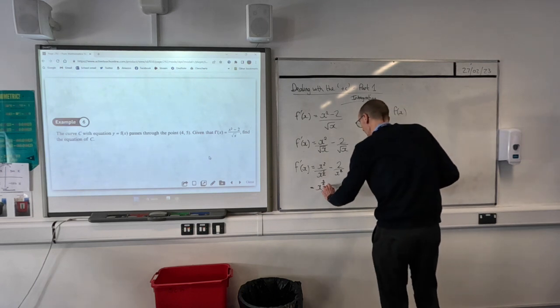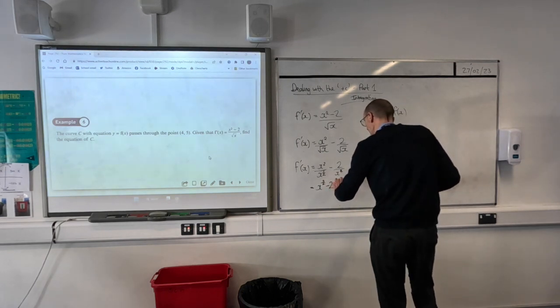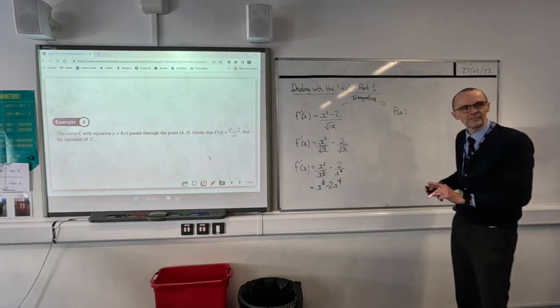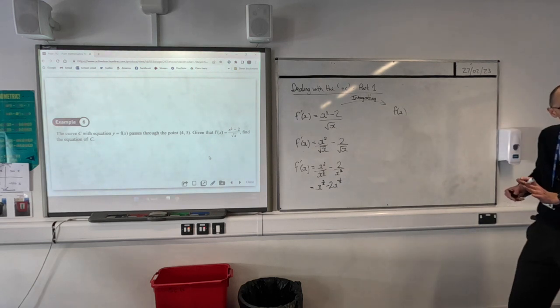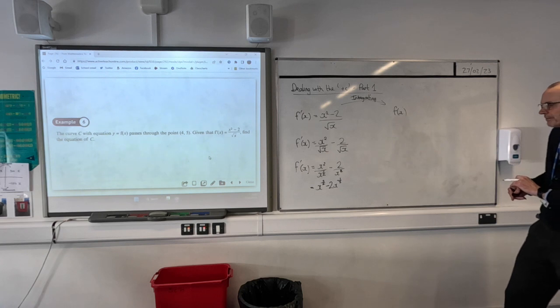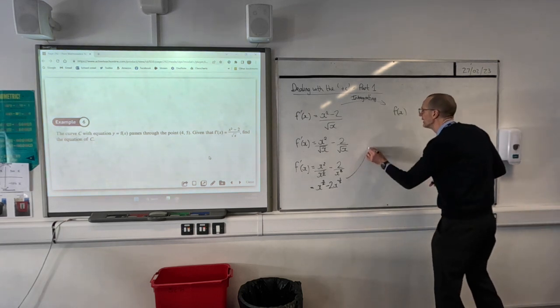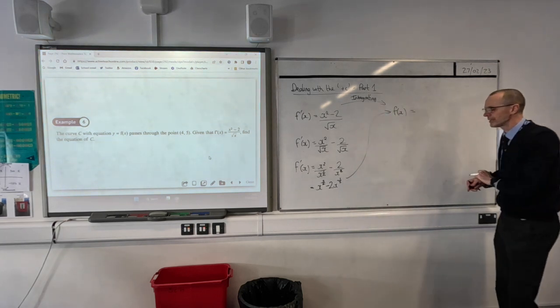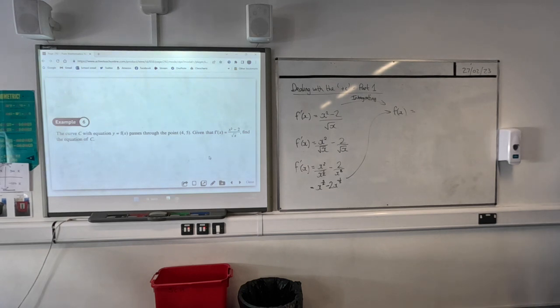So it's minus 2x to the minus a half. And that's really important so that I can now integrate. So I'm now going to integrate. So go on then, Callum. X to the power 3 over 2. Increase the power, divide by the new power.